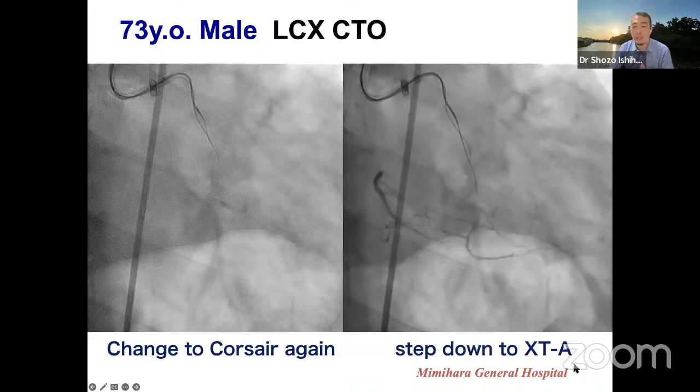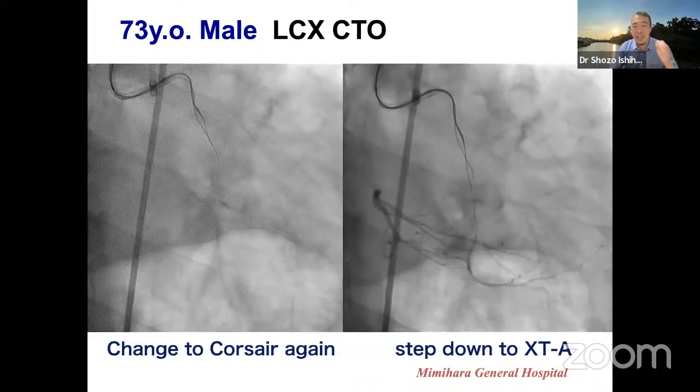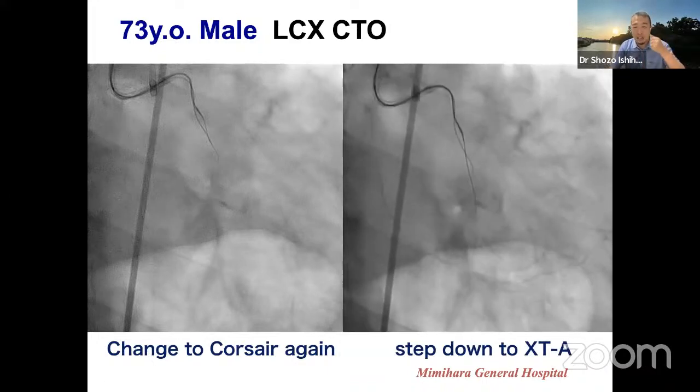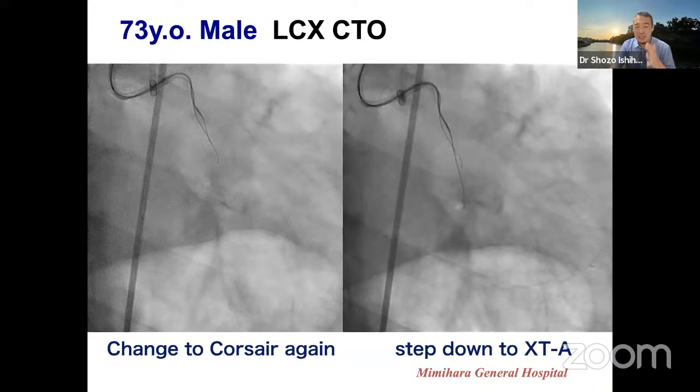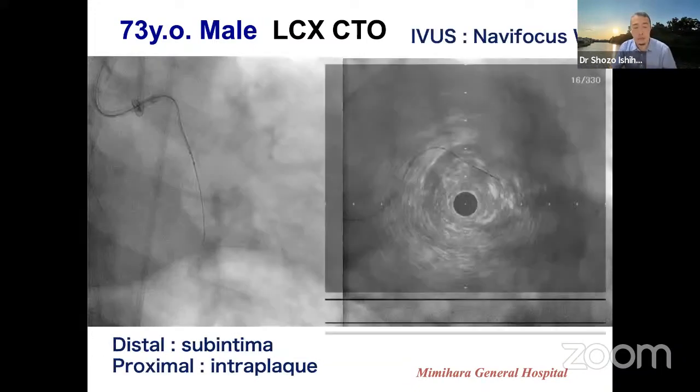And after advancing the Corsair, I stepped down the wire from Gaia Next 3 to XTA. This is very important: wire step down. Of course, Gaia Next 3 is easy to puncture, but it is also easy to migrate into the subintimal space again. So step down is very important.